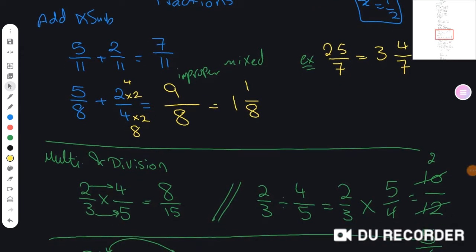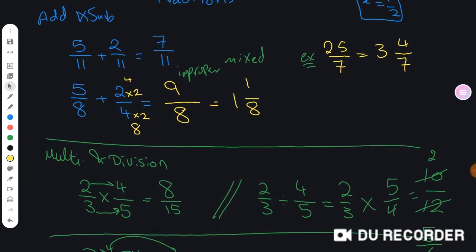Fractions, add and subtract fractions. We have the same denominator, we add them: 5 plus 2 equals 7 over 11. If we have a different denominator, we need to make them equal. This is 8, this is 4, we need to make it 8, so multiply by 2 up and down. The new answer will be 4 over 8. 5 plus 4 equals 9 over 8. This is an improper fraction. I need to convert it to mixed. How many 8s are there in 9? We have 1, and still we have 1 as a remainder. We cannot divide by 8, so we write it as a fraction.